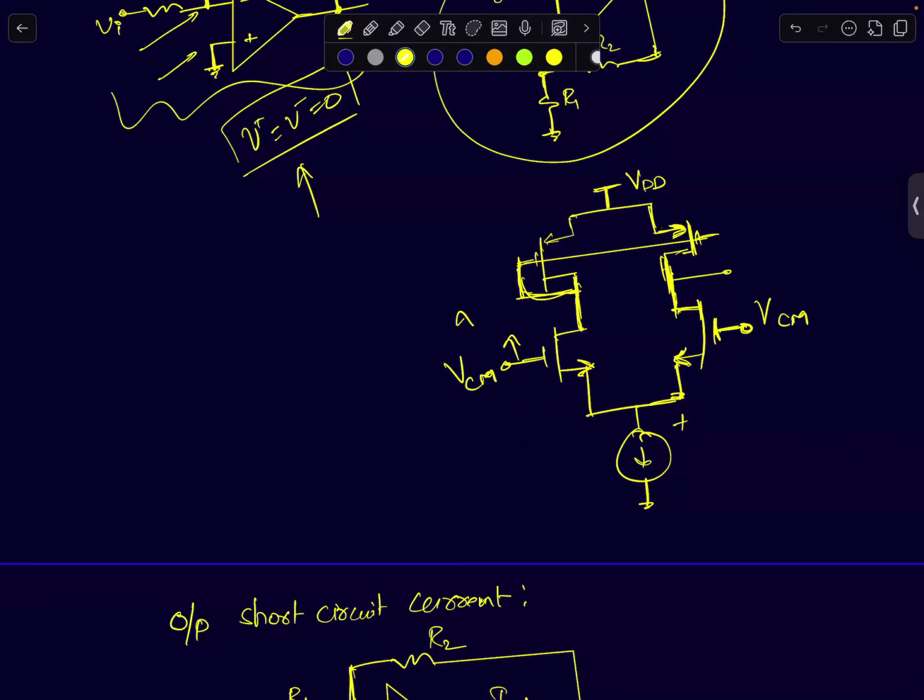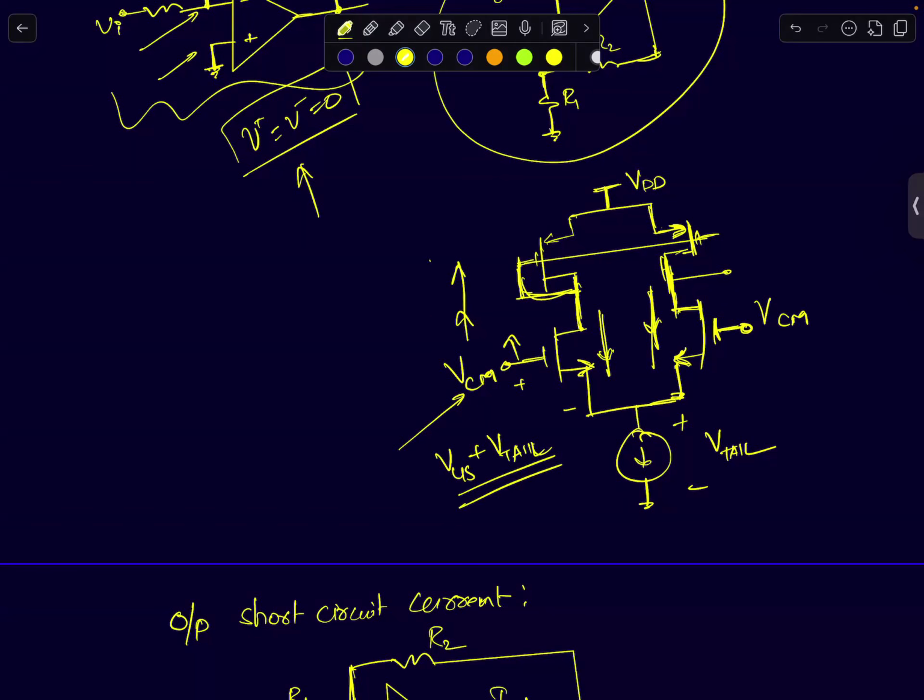Let's assume the current source needs a voltage of V tail to keep it in saturation. What is the minimum V common mode needed? Plus Vt or plus VGS. You will add some margin. Assume that this device is carrying some bias current. When you're applying common mode inputs, usually you will assume both of them are carrying some bias currents. So it will be 1 VGS plus 1 V tail. That will be the minimum voltage it can go to. Maximum it can go as high as the supply voltage.